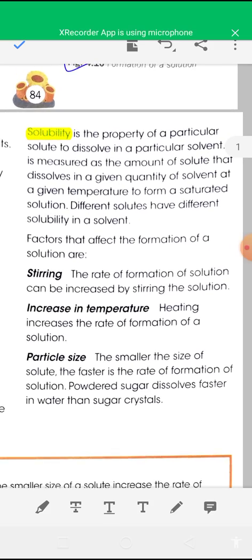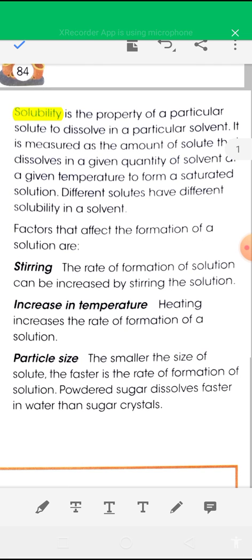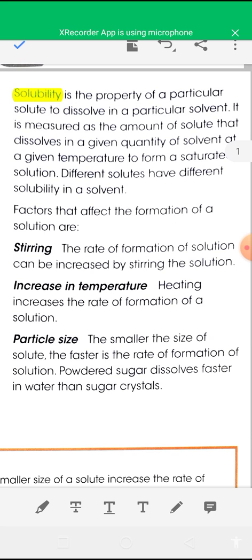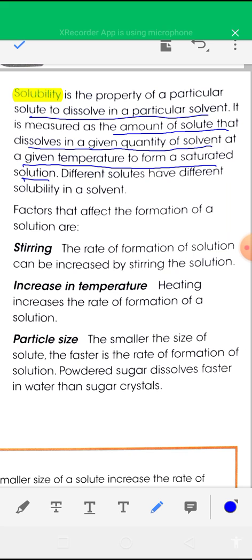Now see solubility. This term is related to the solute. Solubility is the property of a particular solute to dissolve in a particular solvent, and it is measured as the amount of solute that dissolves in a given quantity of solvent at a given temperature to form a saturated solution. So that is the definition of solubility.